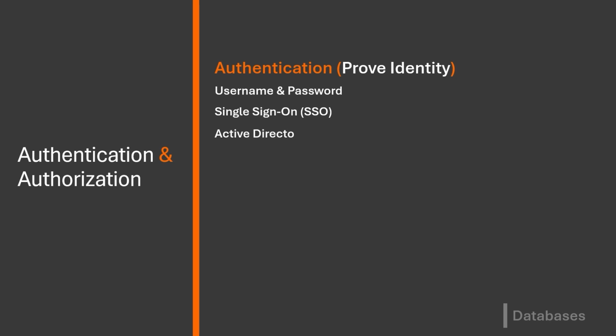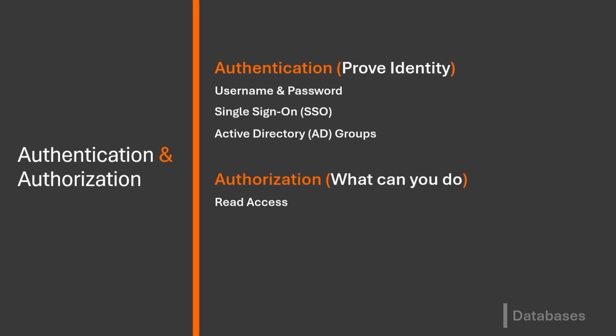And we have Active Directory, or AD, groups. Organizations using Microsoft Active Directory can assign users to groups based on their roles. So a member of the finance group, for example, may only have access to financial records and tables. Once authenticated, users receive authorization defining what they can do in the database. You have read access, so users can view data but not change it. For example, a sales analyst might have read access to the customer database for the purpose of generating reports.